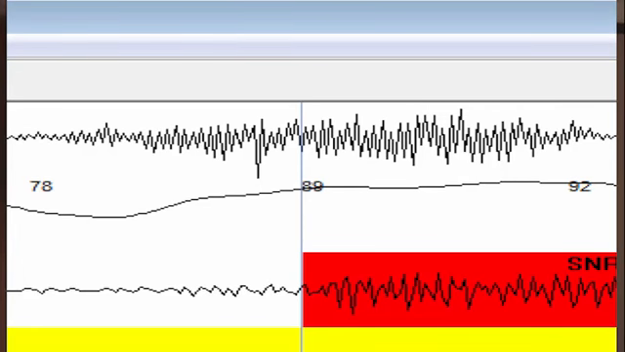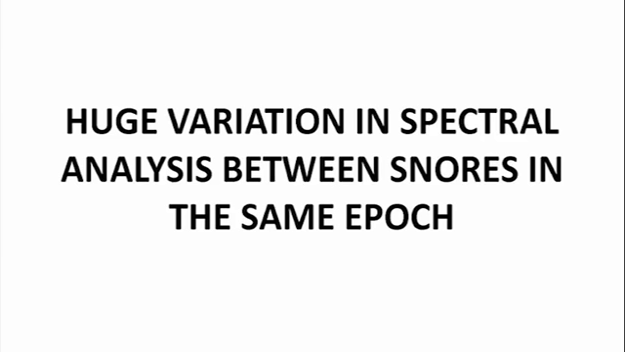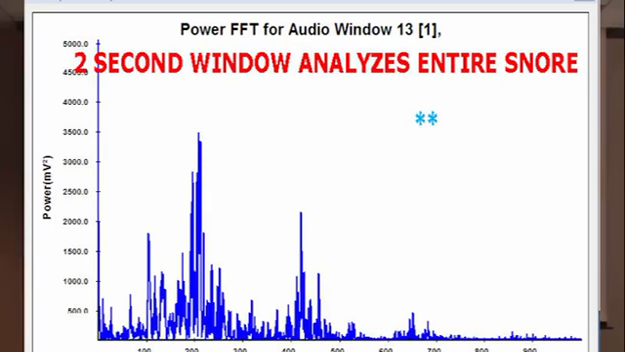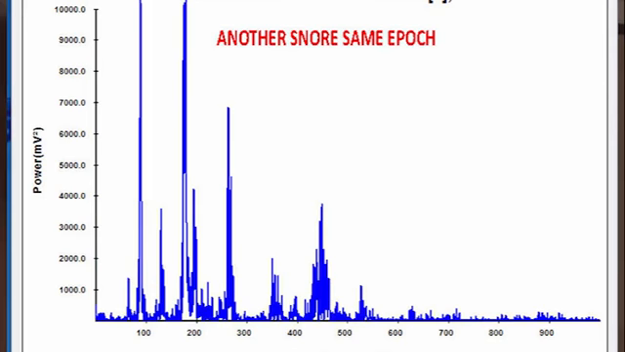And so the point is that here's the same snore in 2 windows, but it sounds like different notes being played. This is a spectral analysis of the same snore in different epochs. And so huge variation in spectral analysis occurs between snores in the same epoch. And so here's a 2-second window analyzing the entire snore, but there's another snore from the same epoch. So look at this to this, and you have different spectral characteristics.